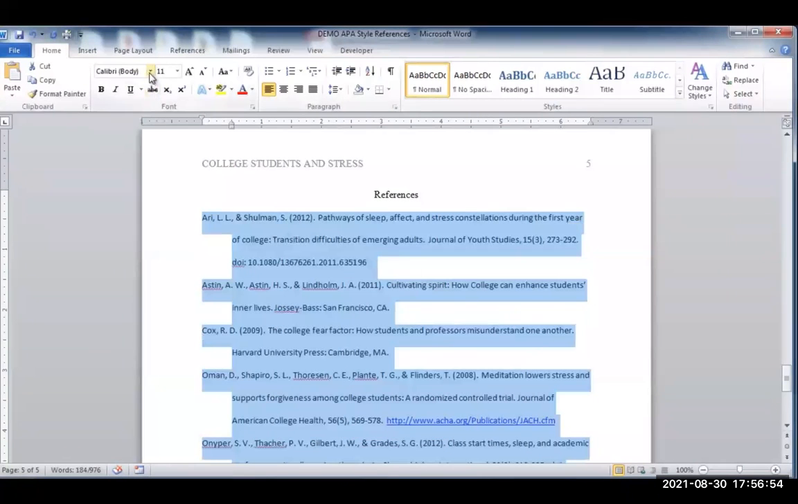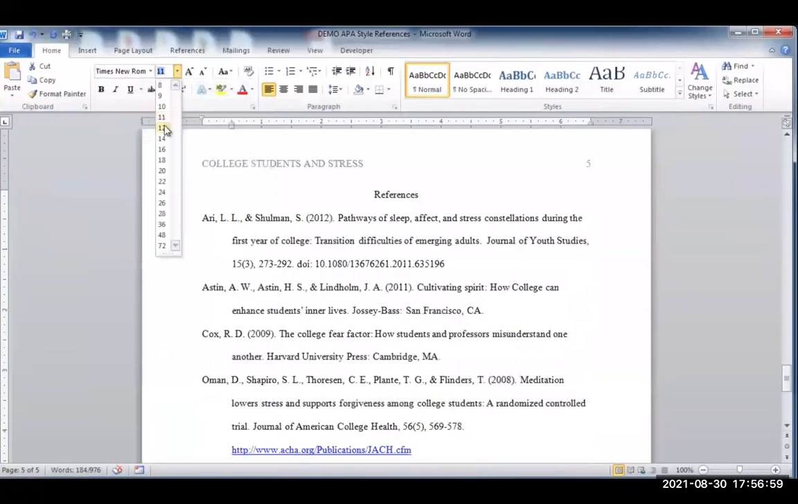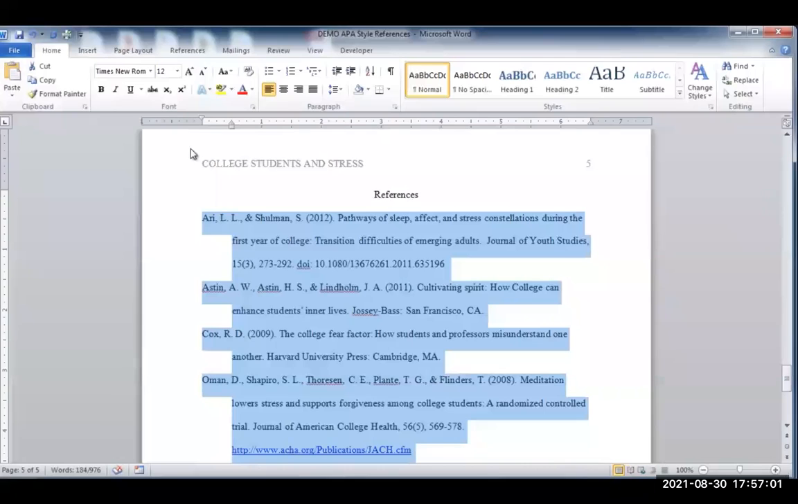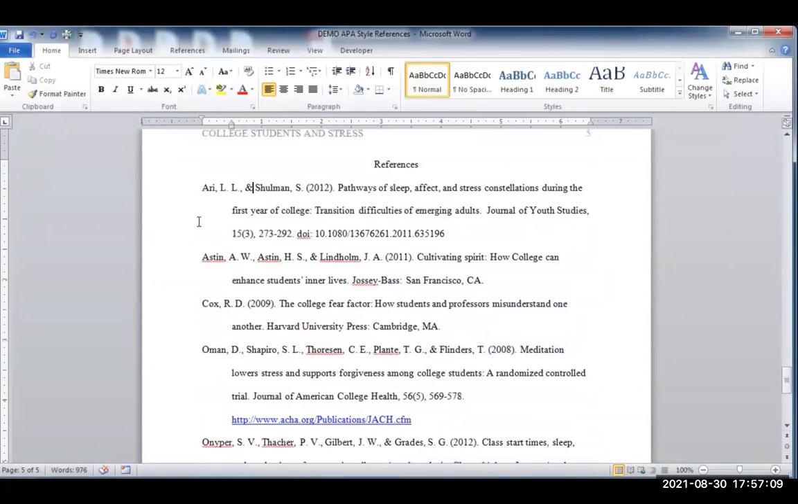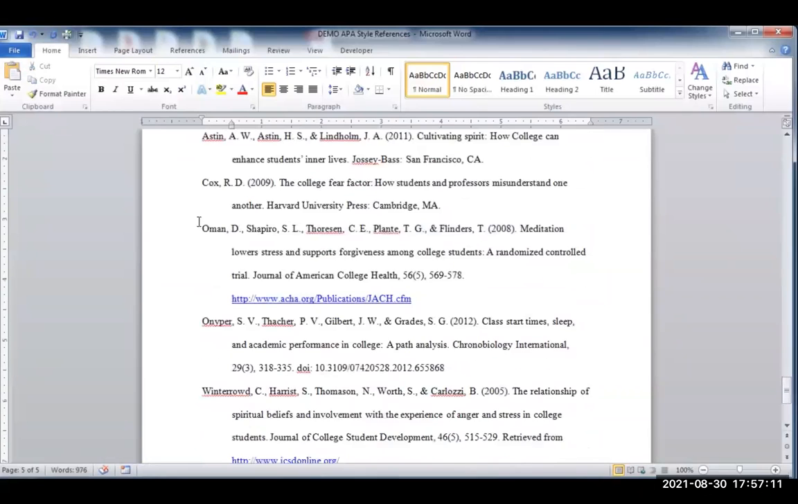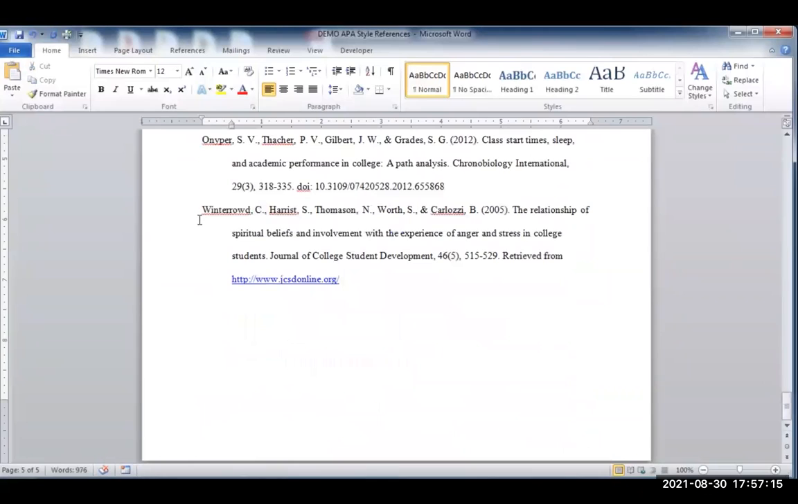Next, change your font to Times New Roman and the font size to 12 points. Make sure your references are in alphabetical order. As you can see here, these citations are already in alphabetical order. AR, then AS, then CO, OM, ON, and finally WI.